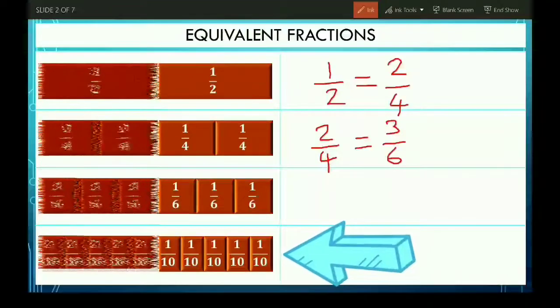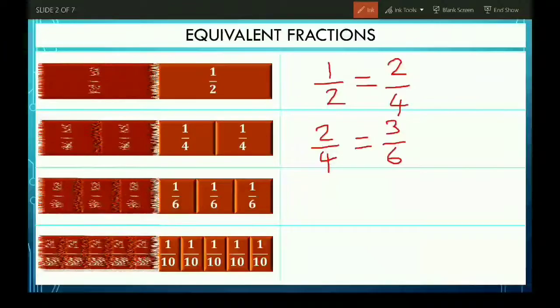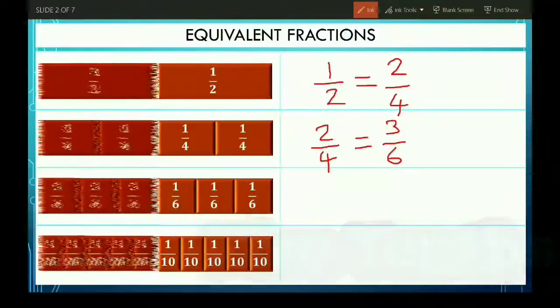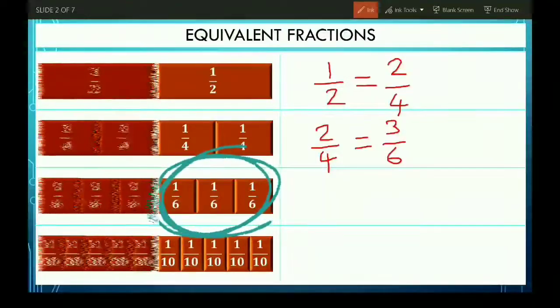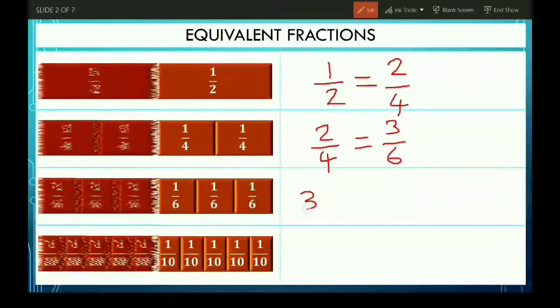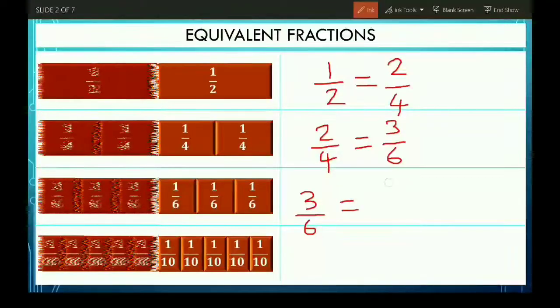And I think that the last one, which is the fourth one, you'll be able to explain yourself. You can see that they are split up into tenths, 1/10, and they are 1, 2, 3, 4, 5 tenths, which are exactly the same size as 3/6. So I can say that 3/6 is the same size as 5/10.